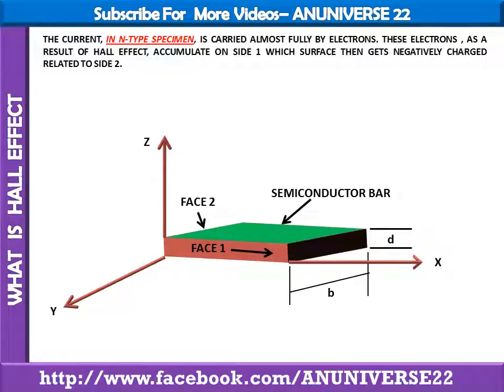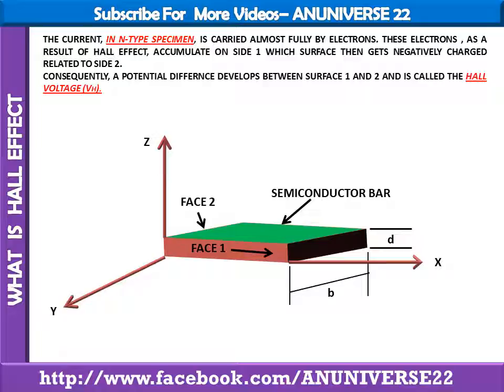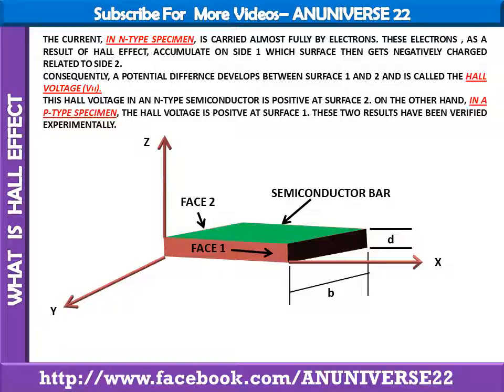So the current in an N-type specimen is carried almost fully by electrons, and these electrons as a result of Hall effect accumulate on side 1, which surface then gets negatively charged relative to side 2. Consequently a potential difference develops between surface 1 and 2 and is called the Hall voltage, denoted by VH. This Hall voltage in an N-type semiconductor is positive at surface 2, and on the other hand in a P-type specimen the Hall voltage is positive at surface 1, and these two results have been verified experimentally.